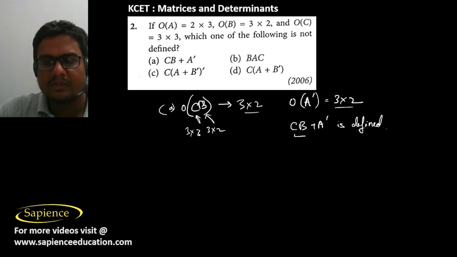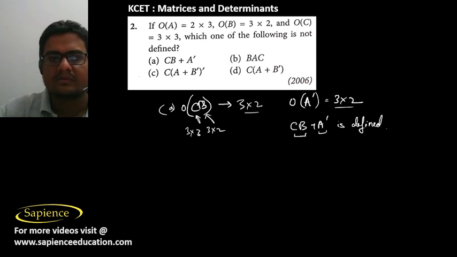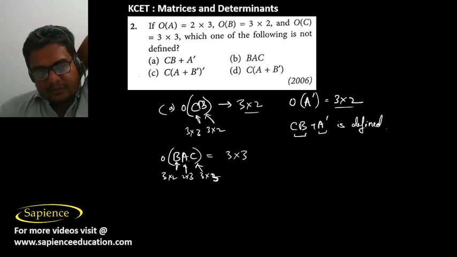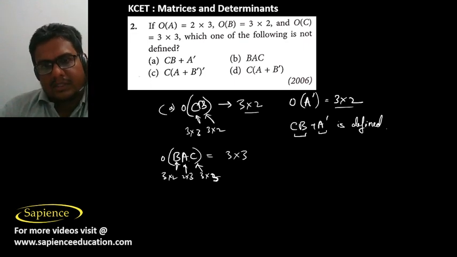Since the order of CB is same as the order of A transpose. And BAC, the order of the matrix BAC: B is of the order 3 cross 2, A is of the order 2 cross 3, and C is of the order 3 cross 3. So now BA will be of the order 3 cross 3. Then BA into C is defined. So the order of matrix BAC will be 3 cross 3. So BAC is defined.